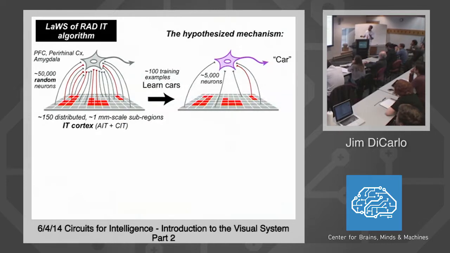And remember, each neuron is doing similar but not exact things. If you imagine a downstream neuron, this is a simple model, but it's a model, that samples from 50,000 random neurons distributed across it, and has 100 training exemplars, say, to learn cars. At the end, it ends up with 5,000 heavily weighted neurons, at least that's what our classifiers look like.